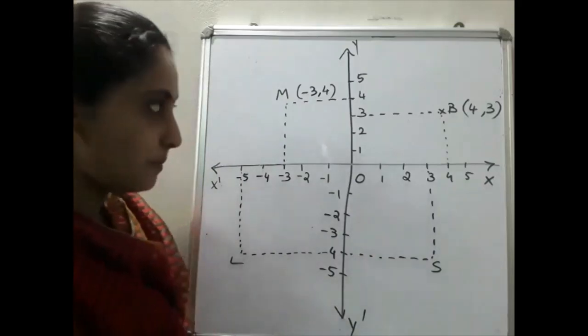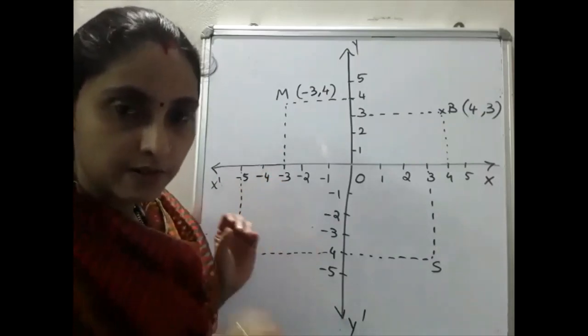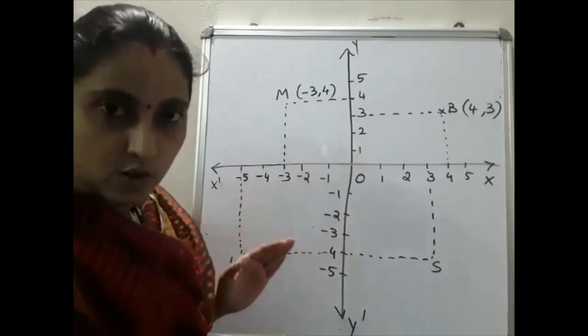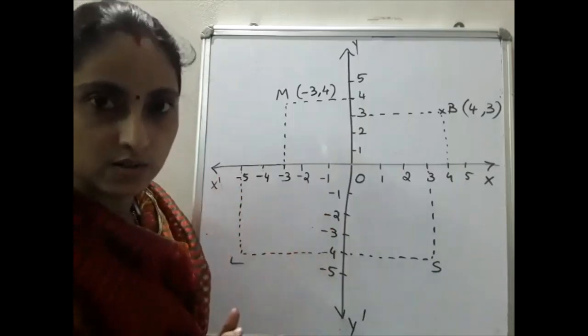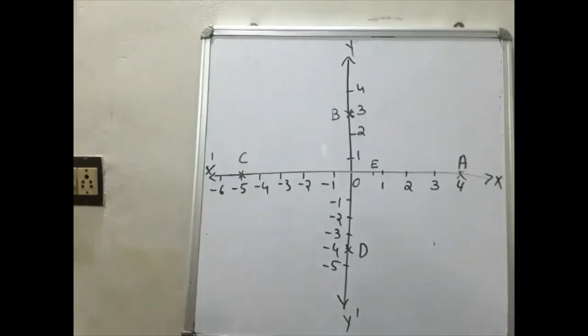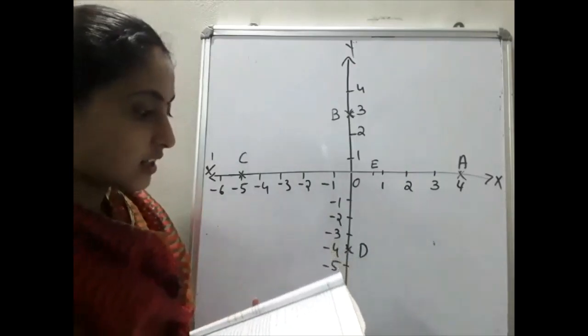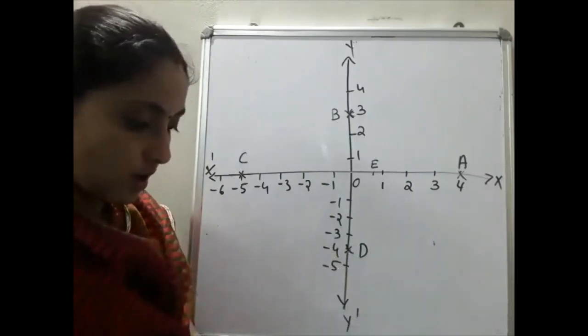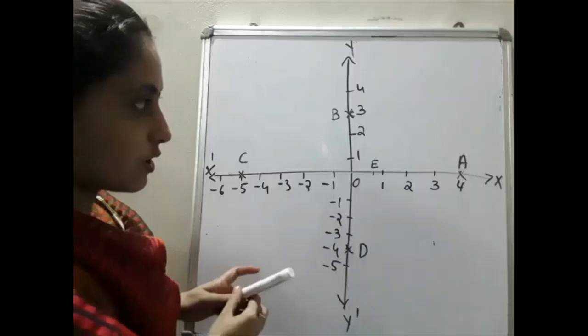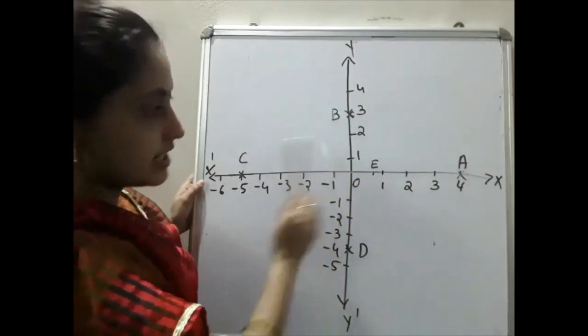Please take your graph book, draw this figure and write down the question. Then we'll move to the next question, example 2, on page number 59. Write the coordinates of the points marked on the axis. That is, you have to mention the coordinates of A, B, C, D and E.